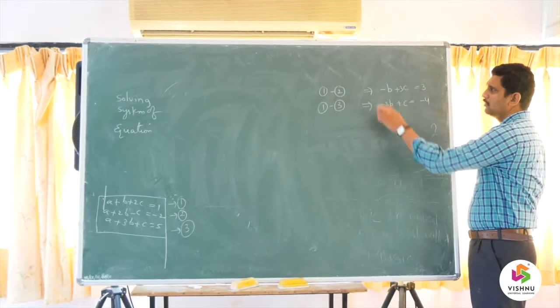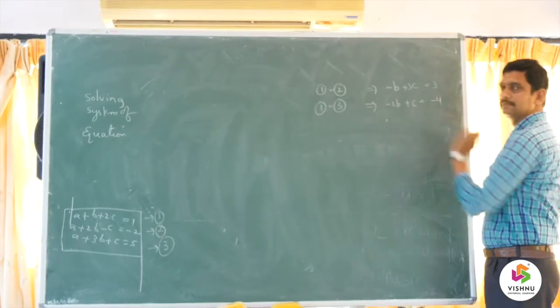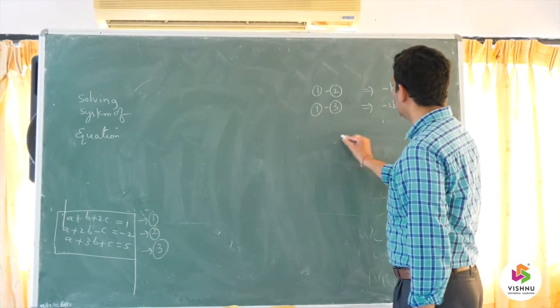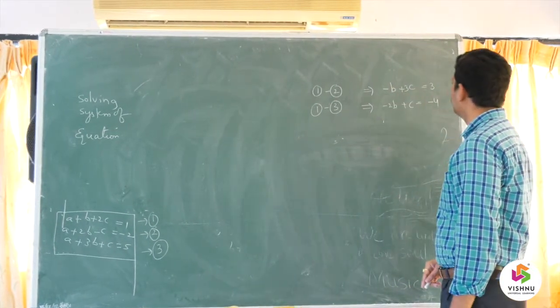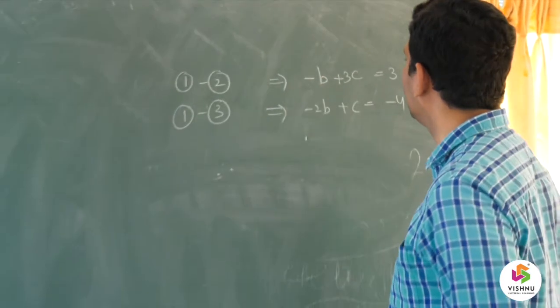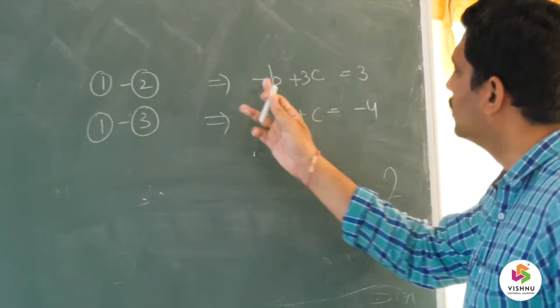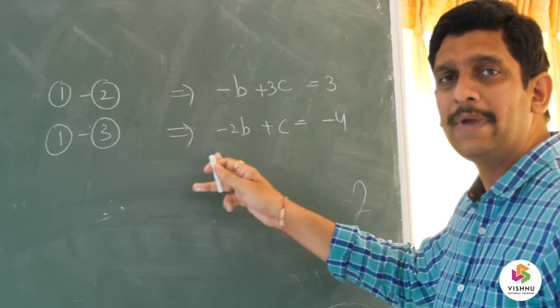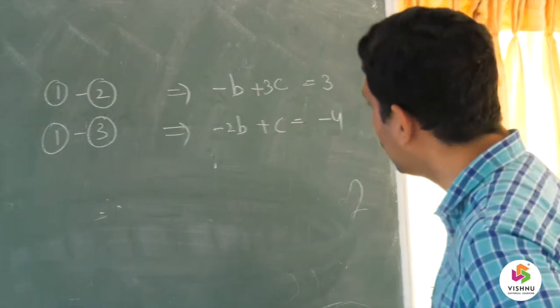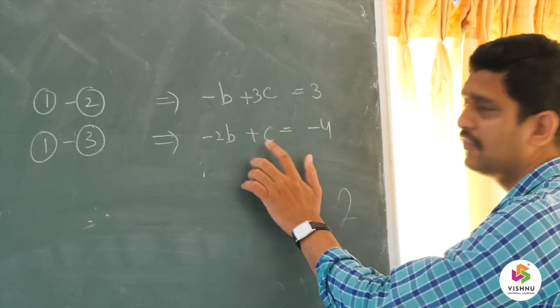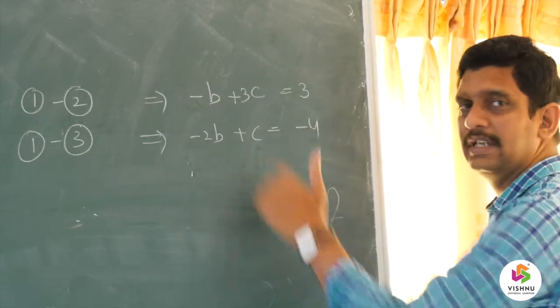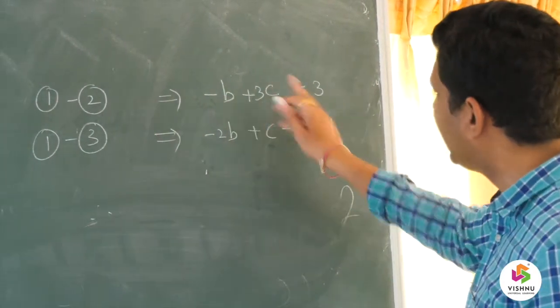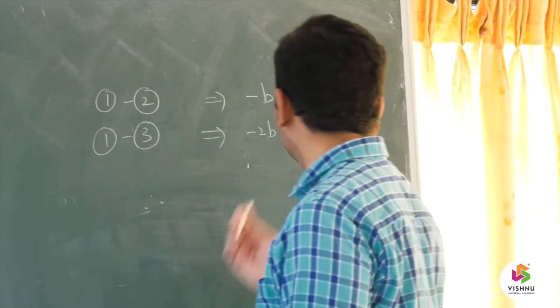Now I am going to solve these two equations, right? So here what happens? I will multiply the first equation with 2, then I can subtract these two by cancelling the parameter B. If not, I will multiply this equation with 3, I can cancel the parameter C. I can do either of the ways. So let me cancel the symbol 3C here.